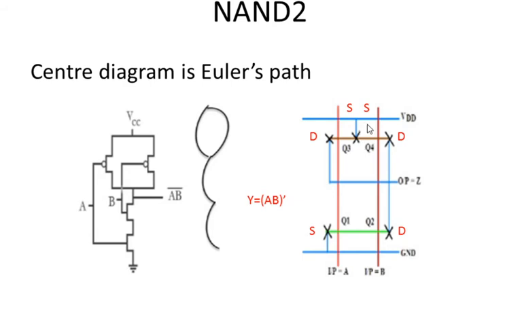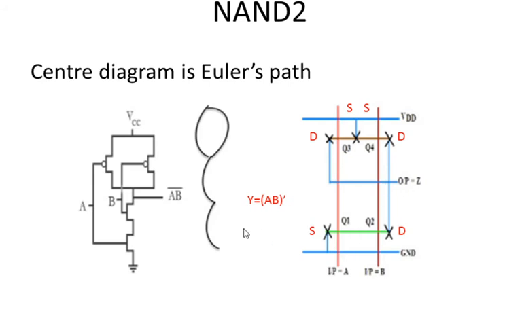Here we need to designate all the terminals, then only it is easy to draw the stick diagram. Here the sources of 2 PMOS transistors are connected to VDD, so these two are the sources of 2 PMOS transistors, and drains of 2 NMOS transistors are connected to output. So we are connecting 2 drains of PMOS transistors to output.